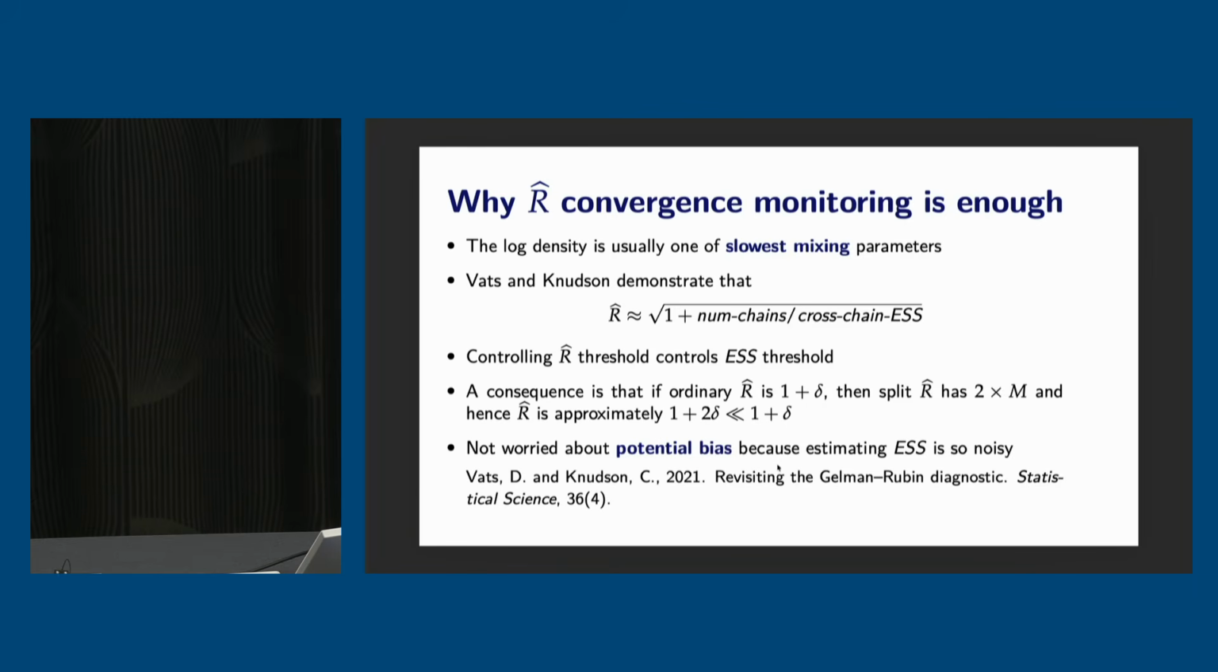And that means that R hat is only going to converge to 1 when the ESS is big enough. Right? I can't have 100 parallel chains, each taking one independent sample. R hat's going to be like, no, you've got to keep going until the effective sample size per chain is big enough.